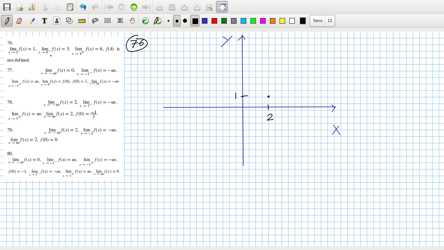The limit as x tends to 4 from the negative is 3, but from the positive is 6. And f(4) is not defined. Well, I can do that. I think I want to make this graph a little smaller though. So 2, I'll draw this graph better.